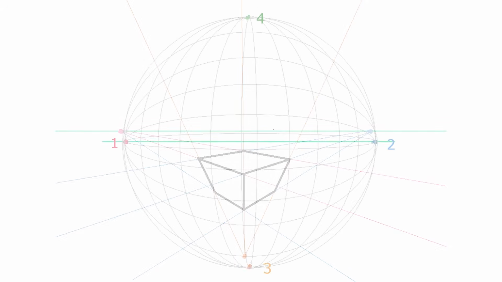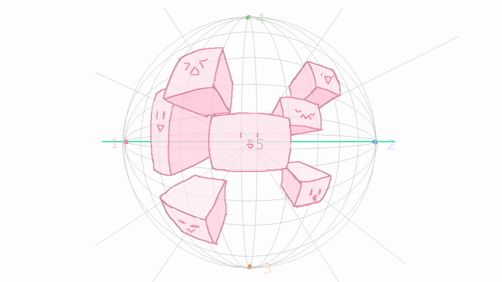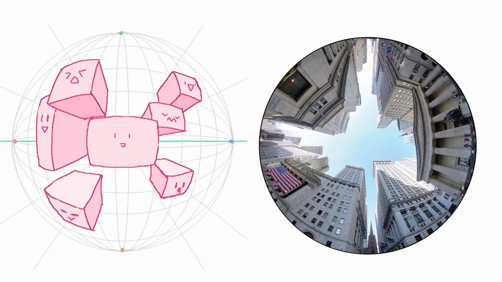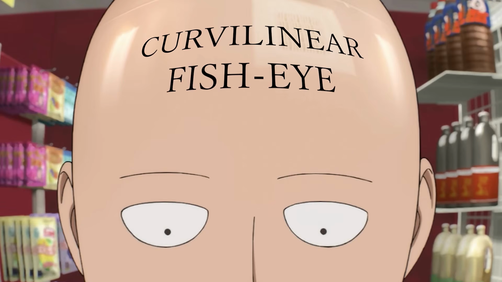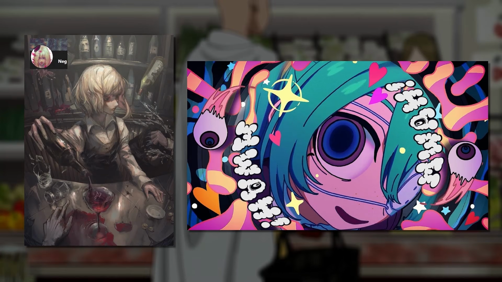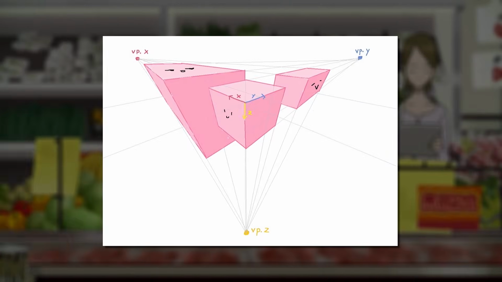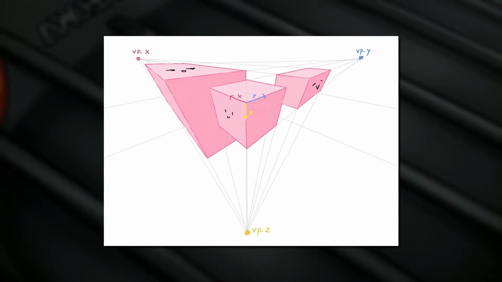When we start adding more vanishing points, like 4-point or 5-point perspective, you can see that everything starts to bend. You basically add 4 points or maybe a 5th point in the middle, and now your edges curve. This is usually referred to as curvilinear or fisheye perspective. Going beyond 3-point perspective can lead to some really cool and dynamic artworks. But if you just need it to be believable, learning 1, 2, and 3-point perspective is more than enough.